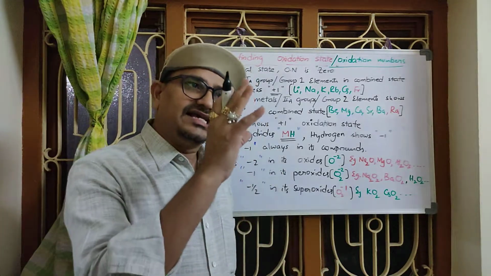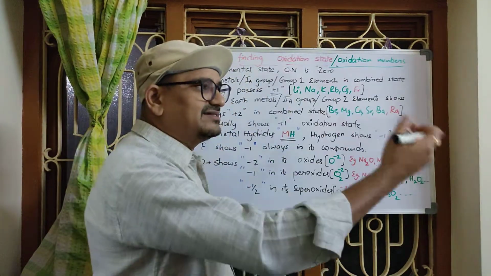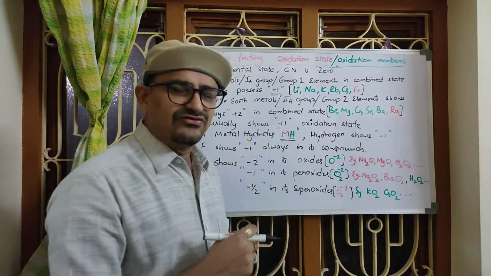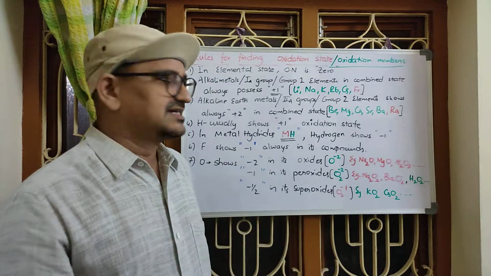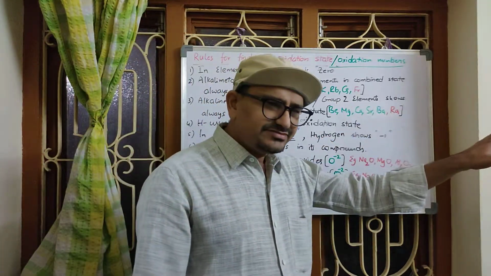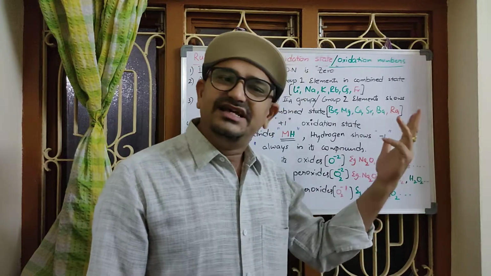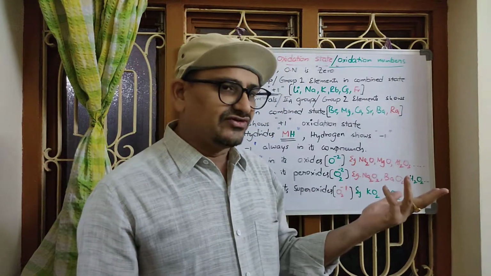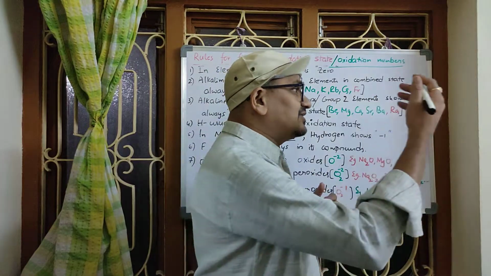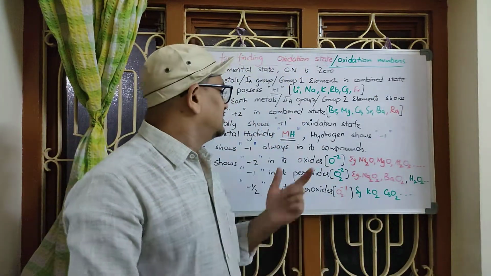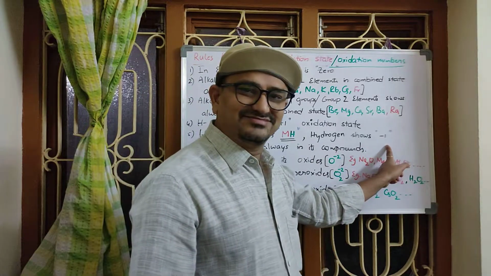No. Only as per the requirement to attain the nearest octet, they attain the nearest inert gas configuration, and they gain or lose electrons. Hydrogen's nearest inert gas is helium, which has 1s2 configuration. So, to attain that 1s2 helium configuration, hydrogen needs just one more electron. That's why it gains one electron.